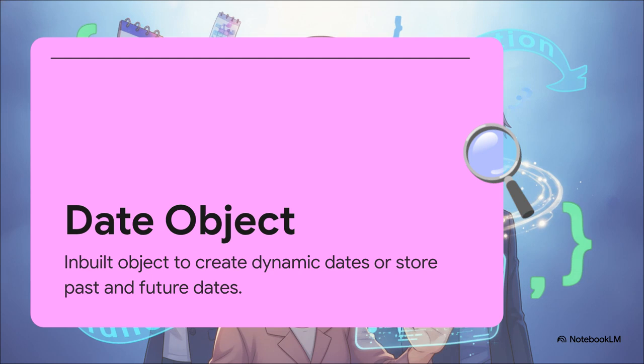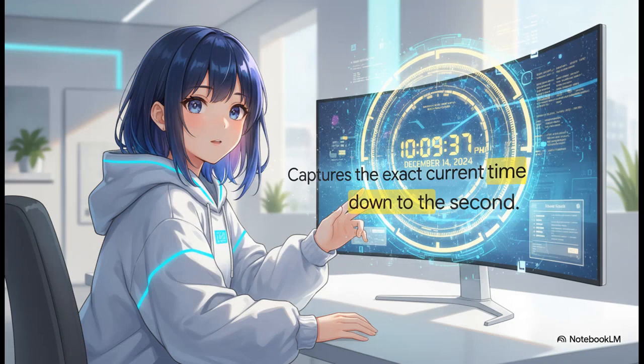Basically, you can think of the date object as your inbuilt time machine for JavaScript. It's the absolute fundamental building block you'll use whenever you need to handle time-based logic. It allows you to create completely dynamic dates, meaning if you want to automatically show the current updating time to your users, you can. Or if you need to lock in and store specific historical or future events, this is your go-to tool.